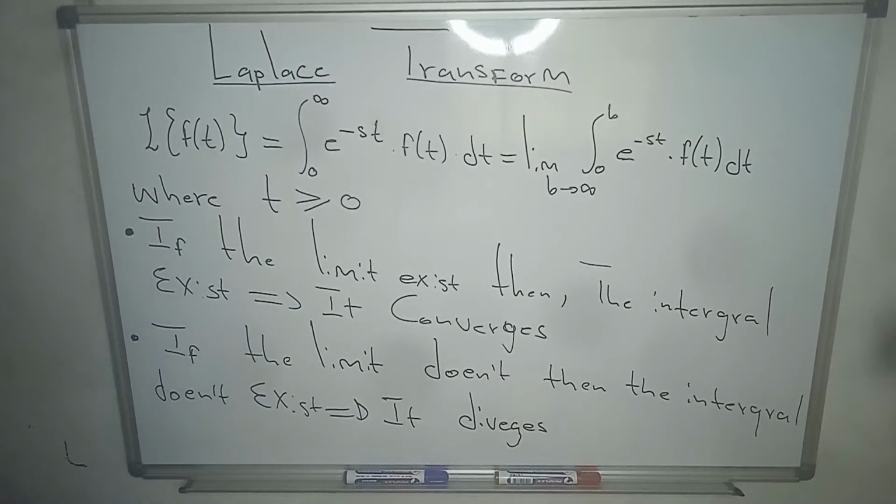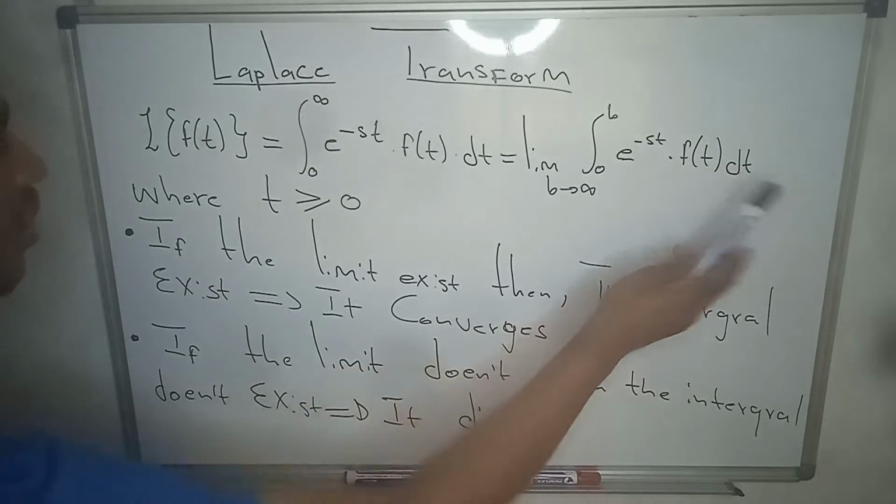Tsebe and today we'll be doing Laplace transform, which is also known as the integral transform, which is denoted by this big letter L. So we are saying that the Laplace transform of f of t equals the integral from 0 to infinity of e^(-st) multiplied by this function here, dt, which is also equal to the limit as b approaches infinity of the integral from 0 to b of e^(-st) f(t) dt.